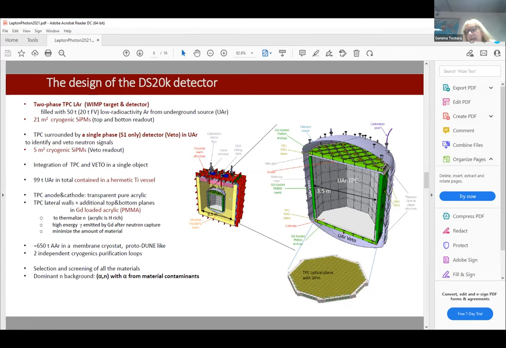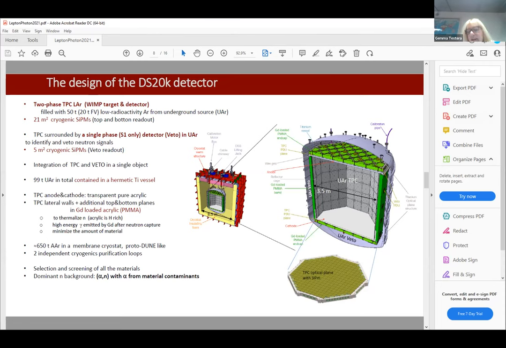So it's a membrane cryostat without vacuum, with insulation realized with a particular foam. You see in this drawing a sketch of an optical plane made by SiPMs, which are on the top and on the bottom. And the special feature of this detector is that we are minimizing the type and the amount of every material.